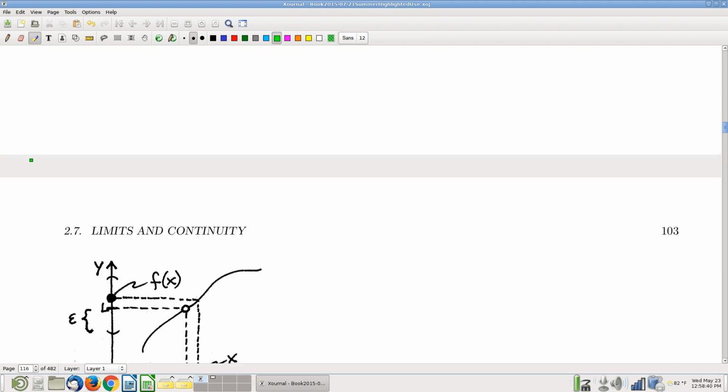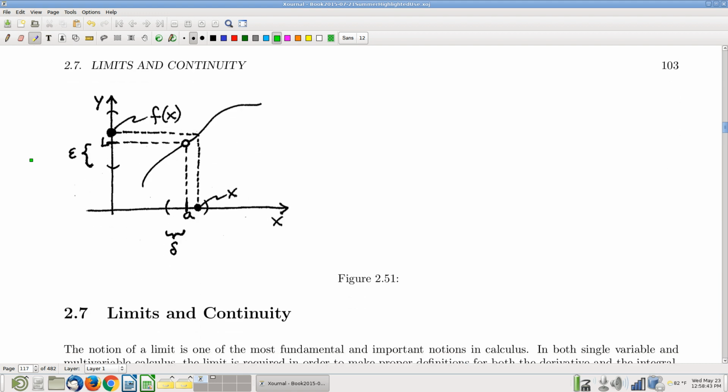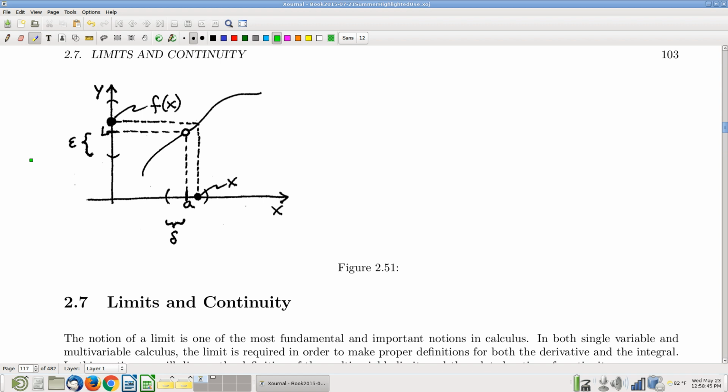All right, so moving on to section 2.7, limits and continuity. This is the last section of chapter 2. So we're going to be in chapter 3 starting tomorrow. I told you the summer moves fast. Right? Okay, so limits and continuity.